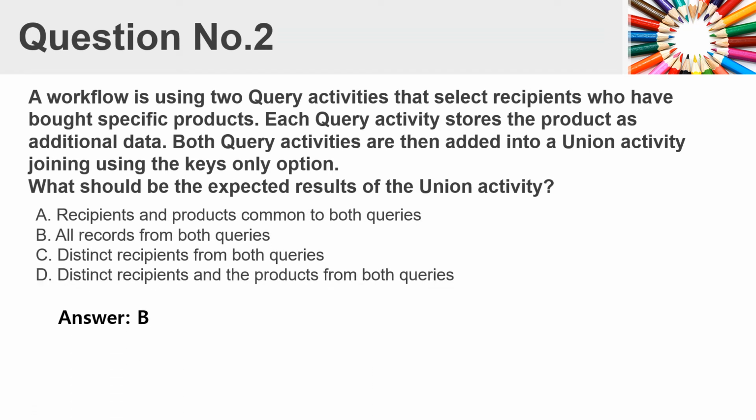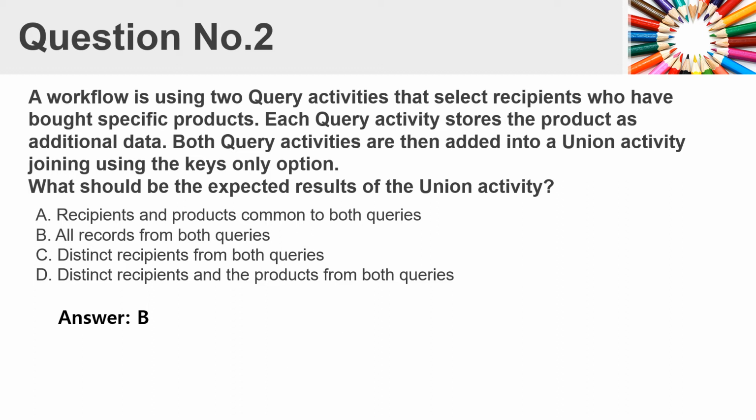Question number 2. A workflow is using two query activities that select recipients who have bought specific products. Each query activity stores the product as additional data. Both query activities are then added into a union activity joining using the keys-only option. What should be the expected results of the union activity?